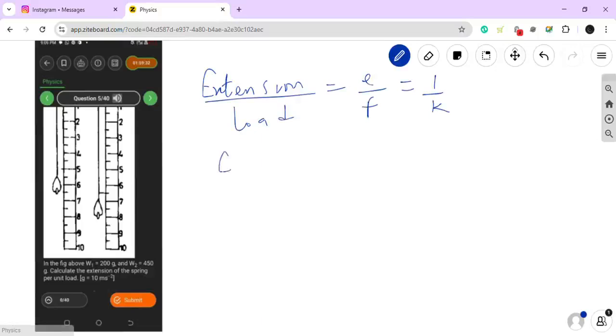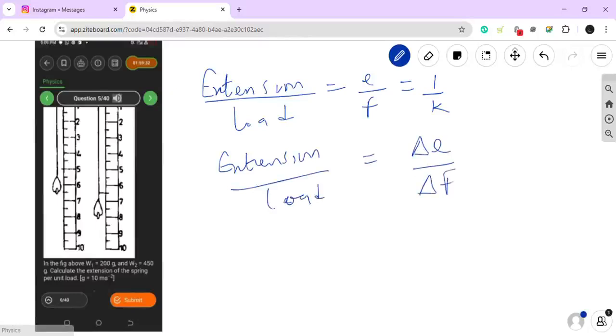So your extension over load according to that question actually means your change in extension over your change in force, right? Now they gave us W1 here. They gave us W1 to be 200 gram and W2 to be 450 gram.